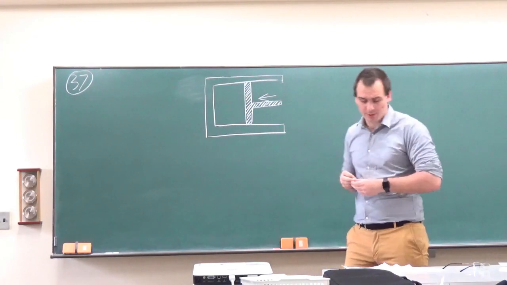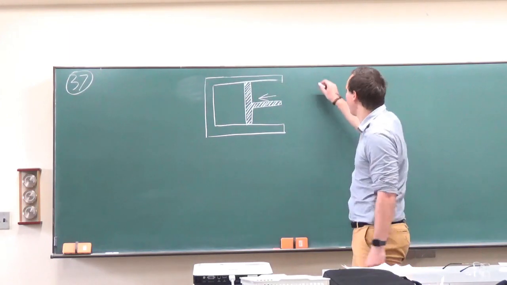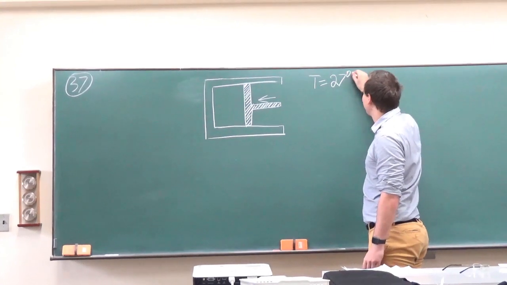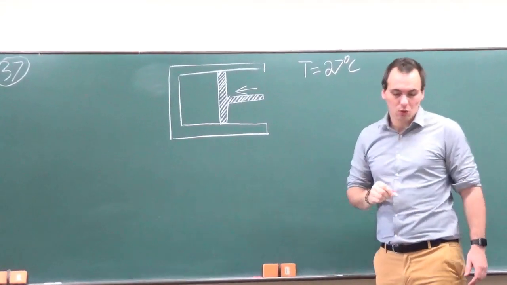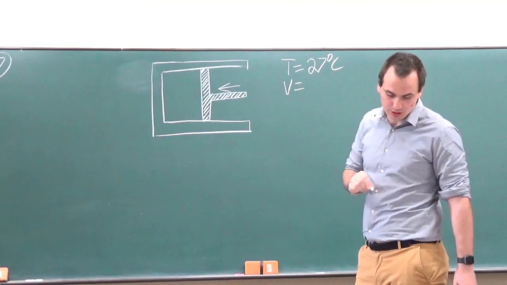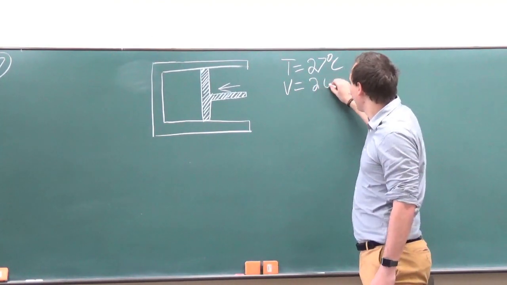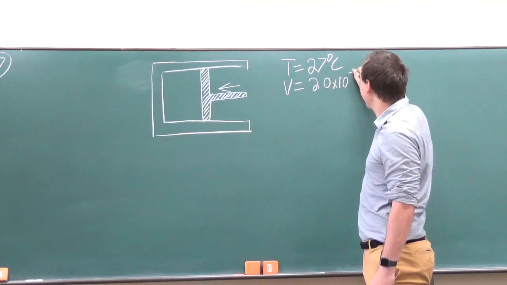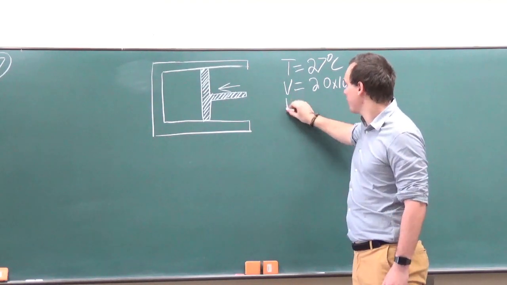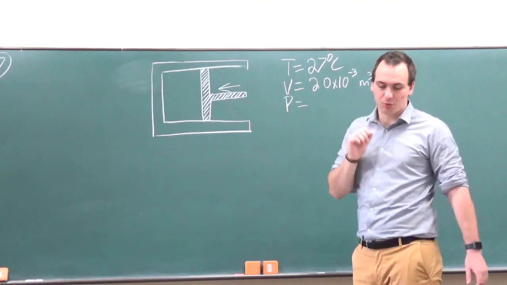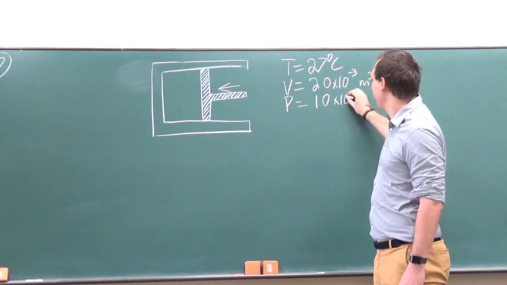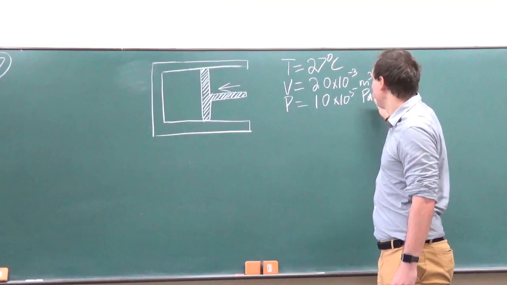Now, let's write down that information. First, we have temperature equals 27 degrees Celsius. We have the volume equals 2.0 times 10 to negative third meters cubed. And we have the pressure is equal to 1.0 times 10 to the fifth pascals.